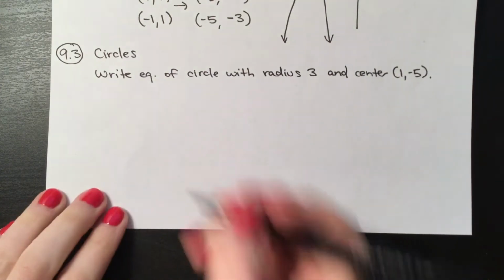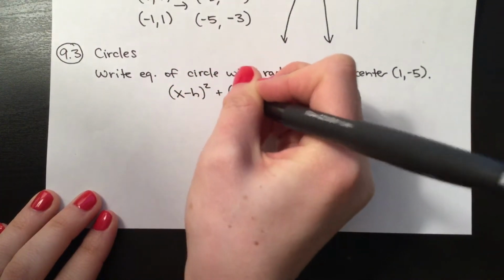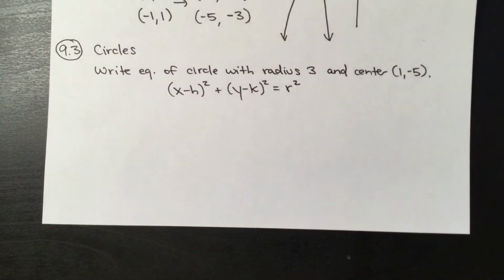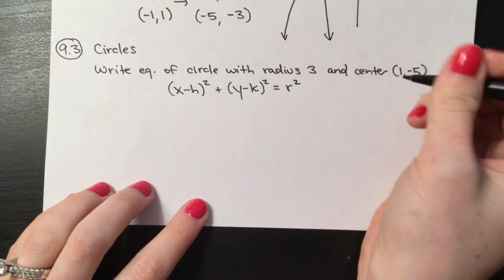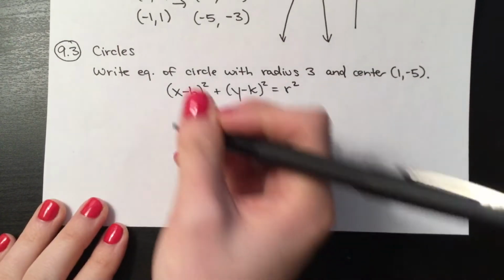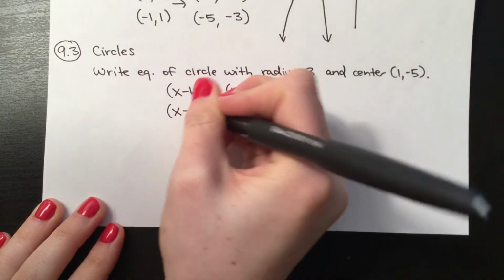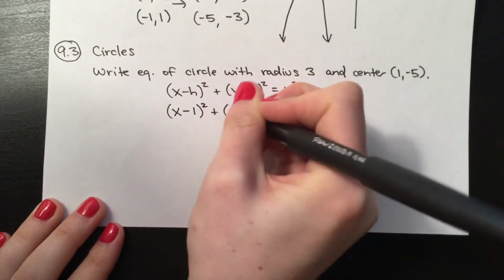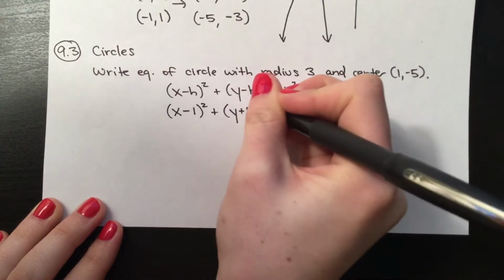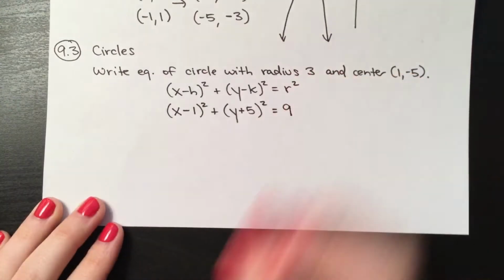All right, so our equation looks like this. This is the standard form for a circle. Make sure you know that. Make sure you know where all the pieces fit. So our center, that's h and k, and then our radius is r right here. So when we plug this in, it would be (x minus 1) squared, plus (y minus, and k would be -5, so I'll change that to plus 5) squared, equals 3 squared. So 3 squared would be 9.